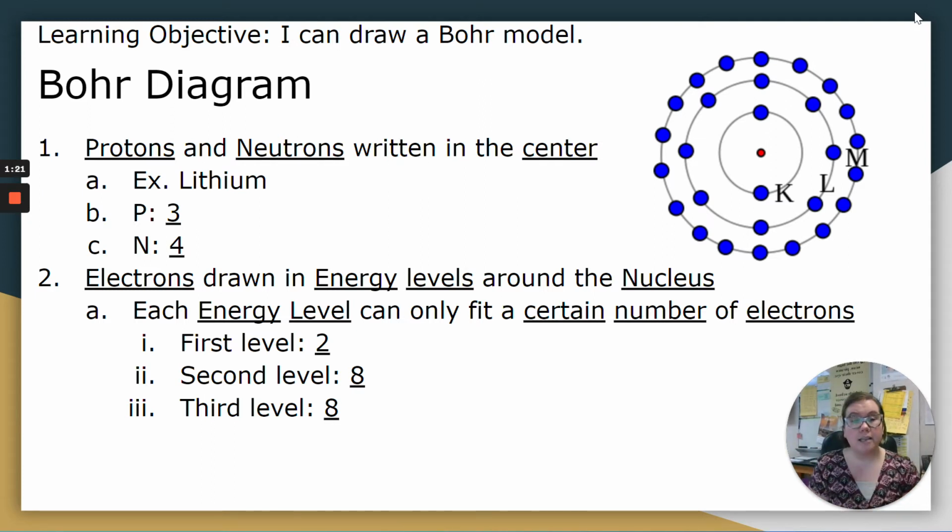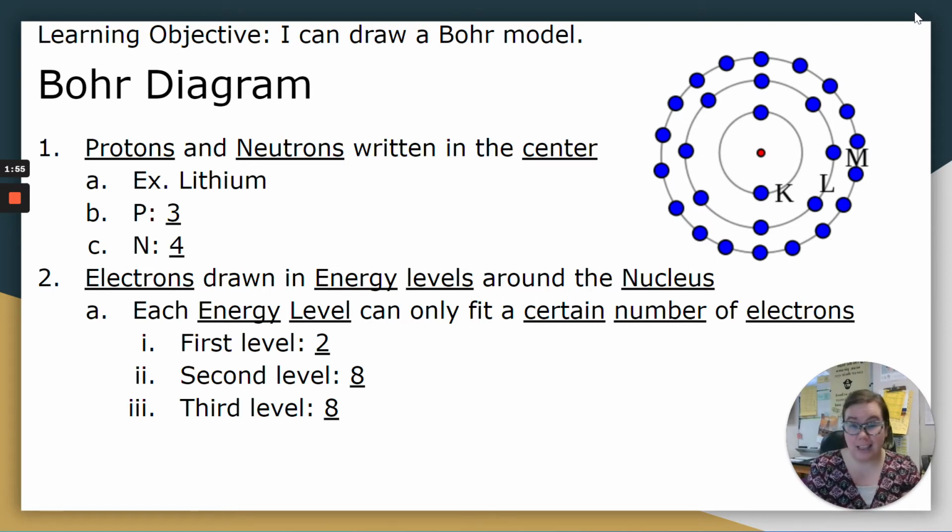So writing our protons and neutrons in the center, if we're, say, drawing lithium, you already know how to find the number of protons and neutrons from a periodic table. But we would put P3 and N4 in there to show that the nucleus in the center has 3 protons and 4 neutrons. And then the electrons are going to be drawn in the energy levels around the nucleus. So we're just going to show these with a circle around the nucleus. And you'll see this more in the next slide.